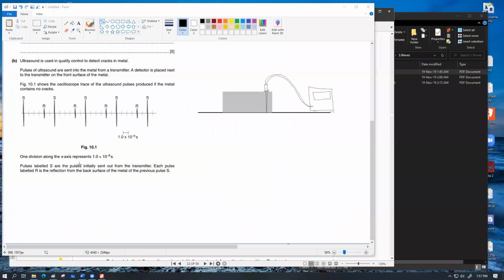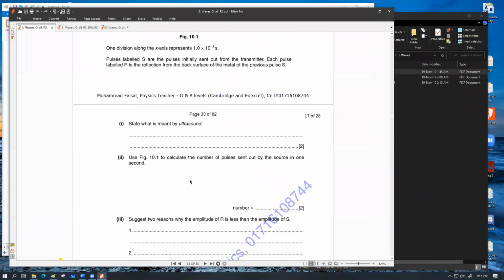1 division along the x-axis represents this much time. The pulses labeled S are the pulses initially sent out from the transmitter. Each pulse labeled R is a reflection from the back surface of the metal of the previous pulse S. So this one's reflection is this one, this one's reflection is this one, and so on and so forth. So up to this point there is no problem in the question. So let's look at the next part.